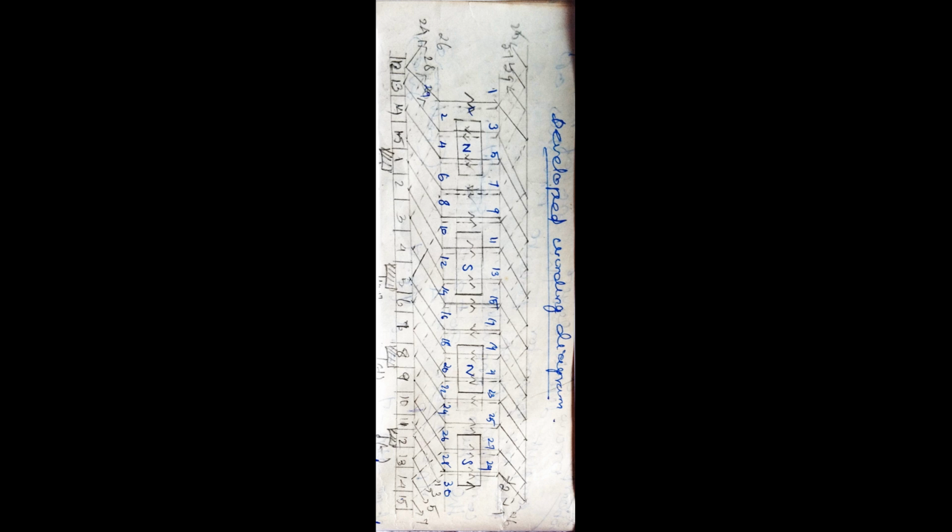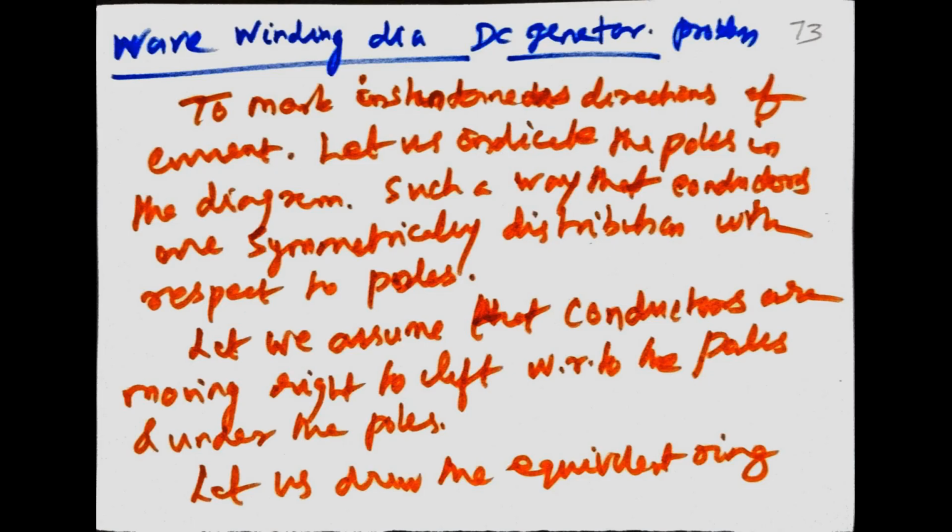In lap winding, the number of brushes is equal to the number of poles. But in wave winding, 2 brushes are sufficient. Connectors are moved right to left under the poles.